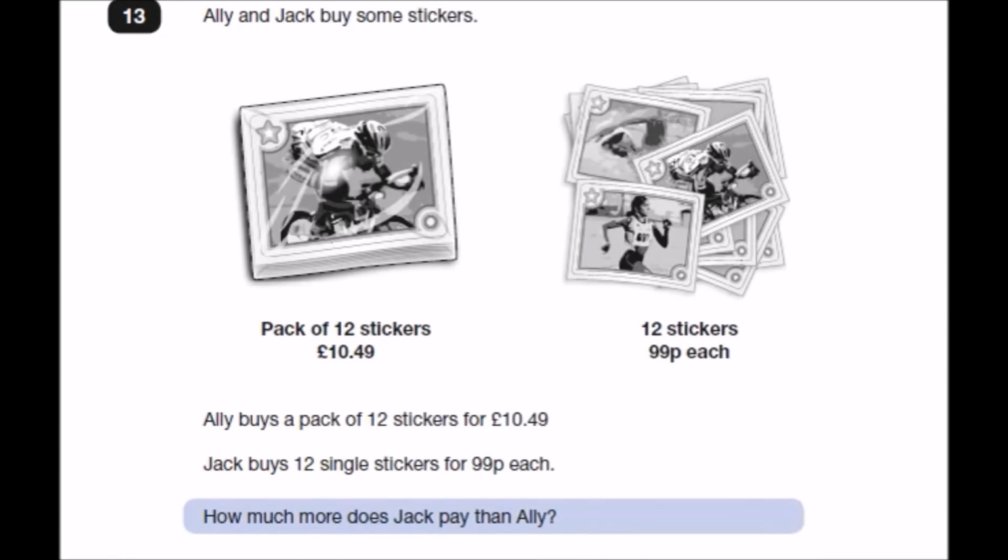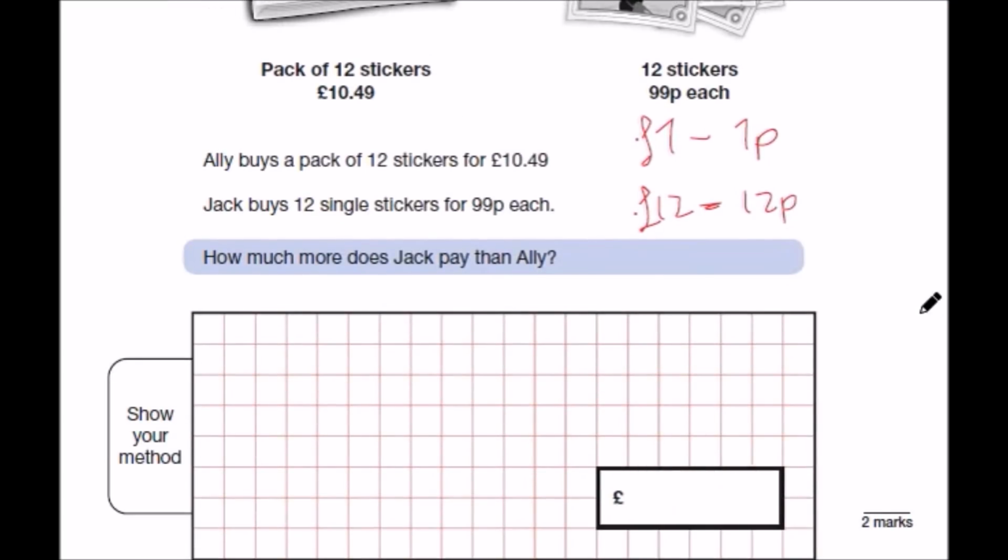Well, if you're buying 12, what I would personally do is round 99p to £1 and then subtract 1p for every sticker. So when we're buying 12 stickers, it'll be £12 minus 12p. So this will tell us exactly the total price. £12 minus 12p should give us £11.88. That's how much Jack paid, whereas Ali paid £10.49.